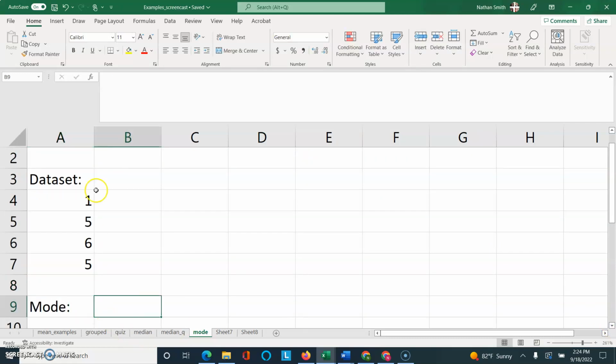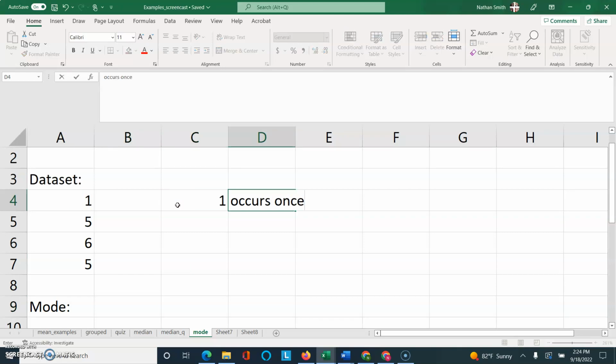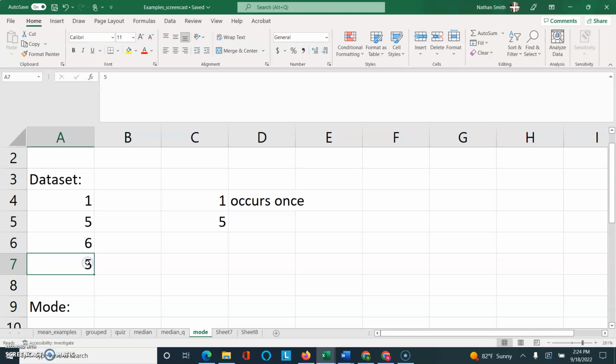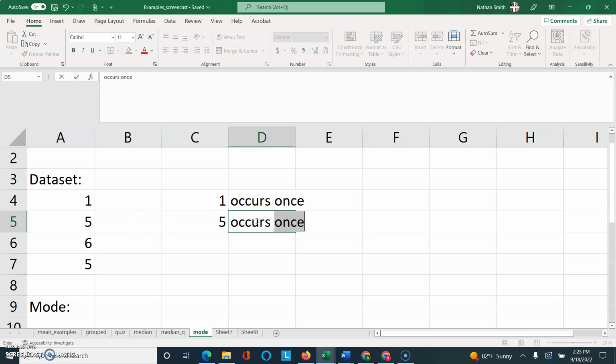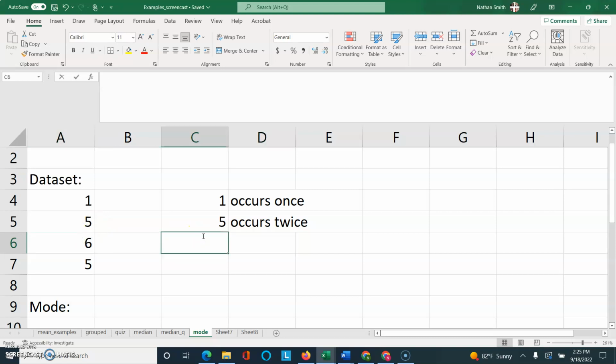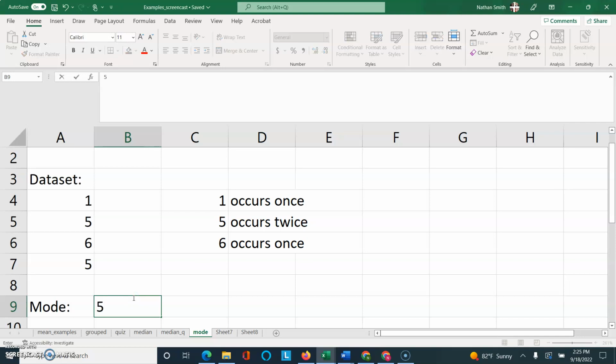okay, simply go through the data values and ask yourself how many times is it occurring? All right, the 1 occurs once. There's only 1. The 5, here's a data point with a value of 5. Here's another data point with the value of 5. The 5 occurs twice. The 6, there's only one data point with the value of 6. It occurs once. Okay, since the 5 occurs more than any other value, the mode in this data set is simply 5.